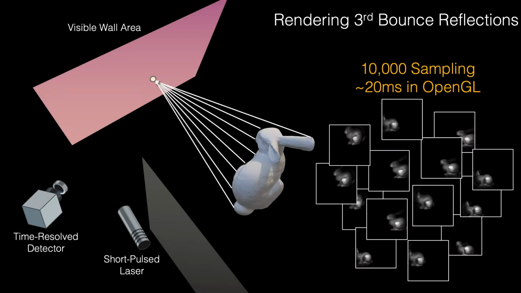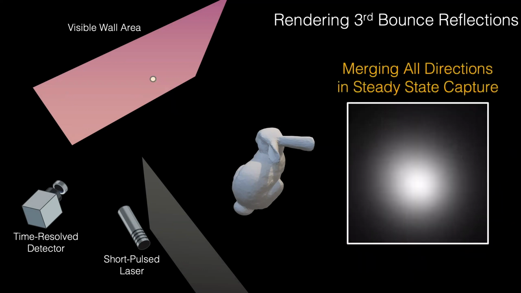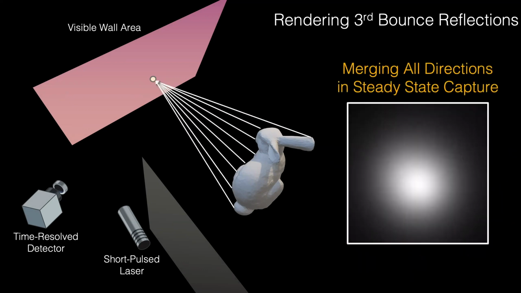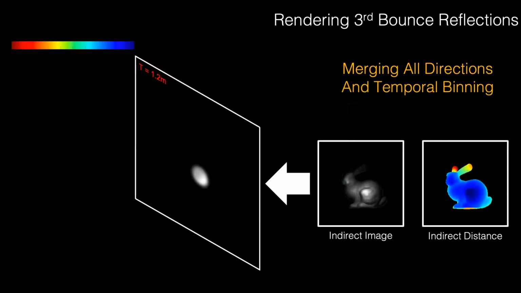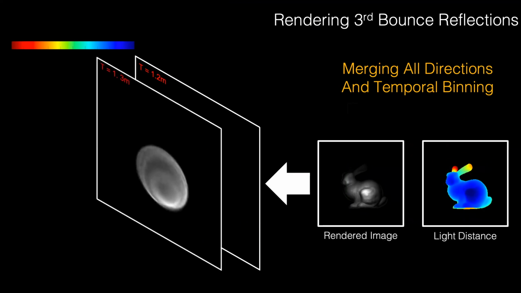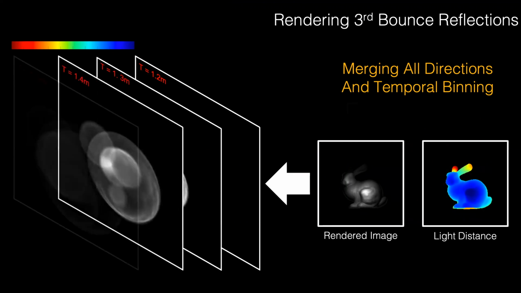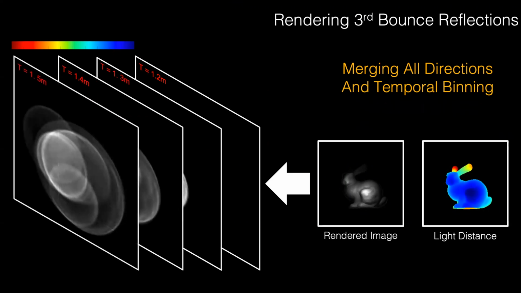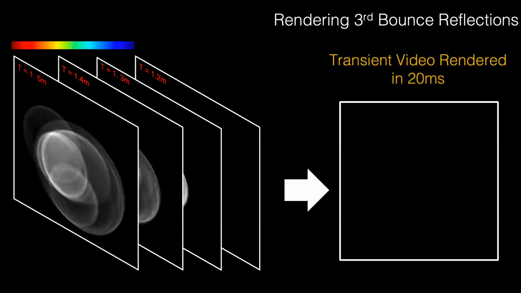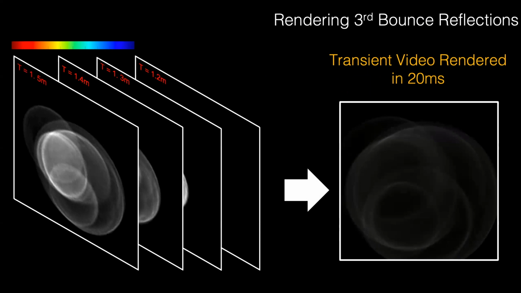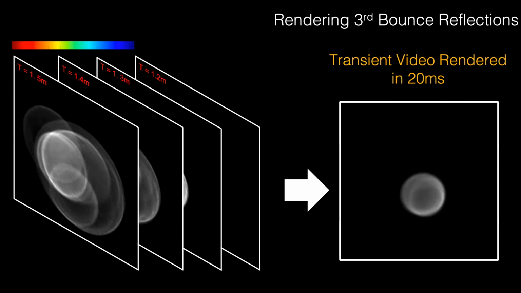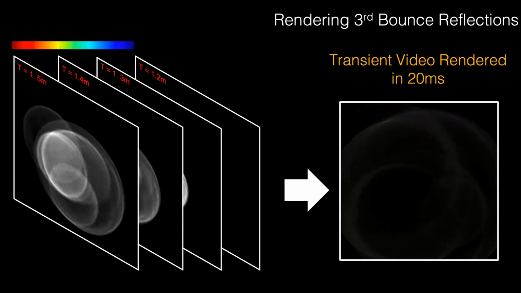In the whole rendering process, we sample 10,000 view directions, which are then averaged on the fly using a GPU kernel. Integrating all the view directions results in a steady-state capture on the right. The alpha channel travel time allows us to bin the indirect observations in the final transient image, which are color-coded here. After binning the time at each time bin, we generate a 256 by 256 by 600 transient image with time resolution at 33 picoseconds within 20 milliseconds.